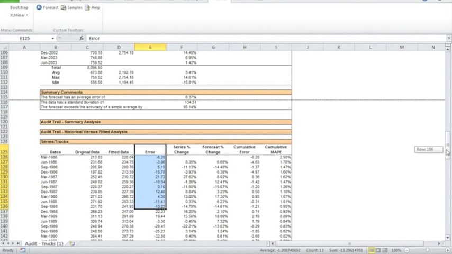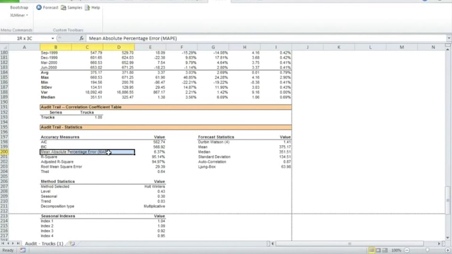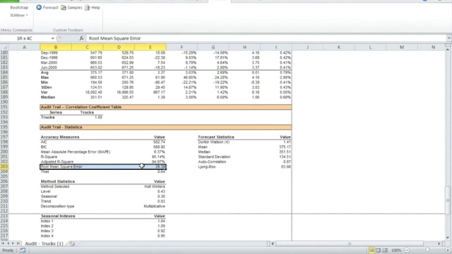And paging down a bit further, we can see the accuracy statistics. The mean absolute percentage error on this actual data set is only 6.37%. Looked at another way, the root mean square error, also an error measure, is only 29.39. The root mean square error is in the units of the item that you're forecasting.